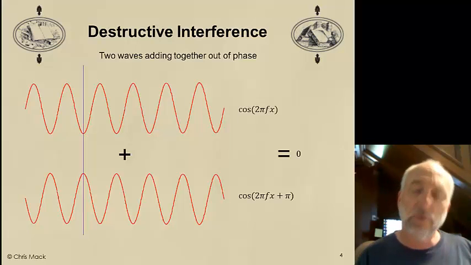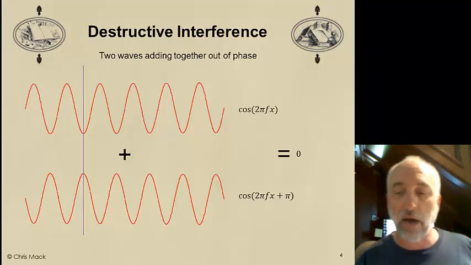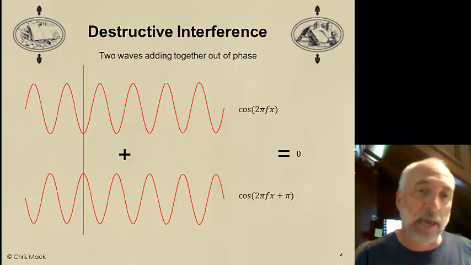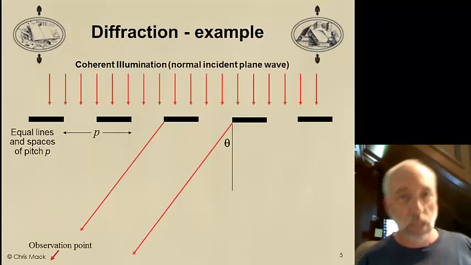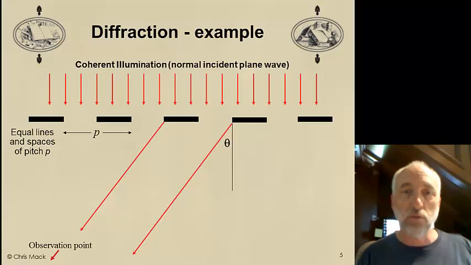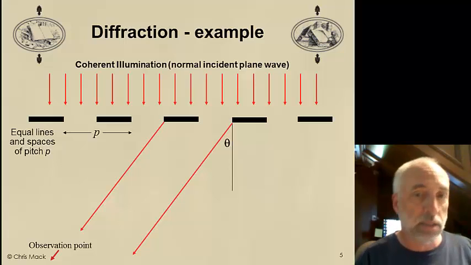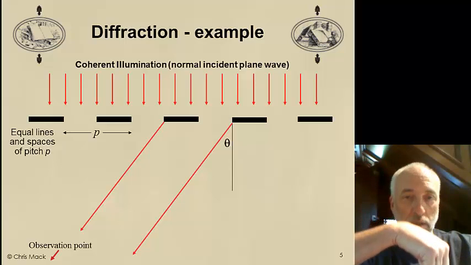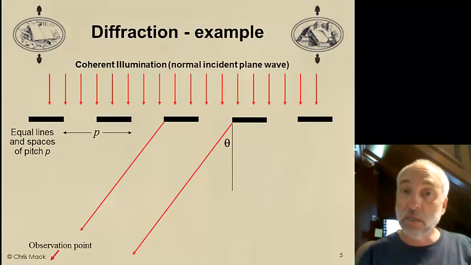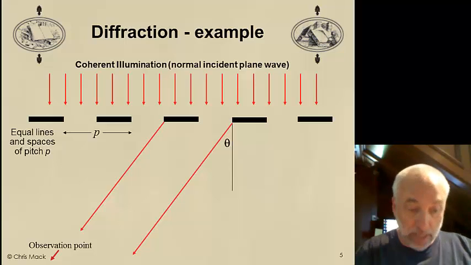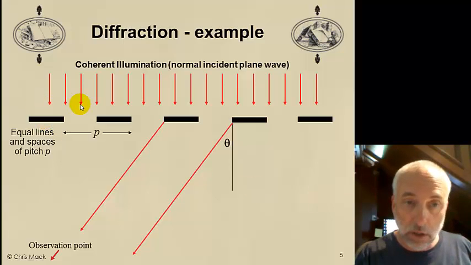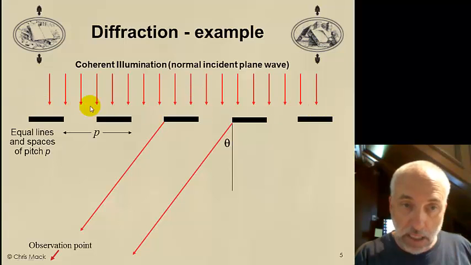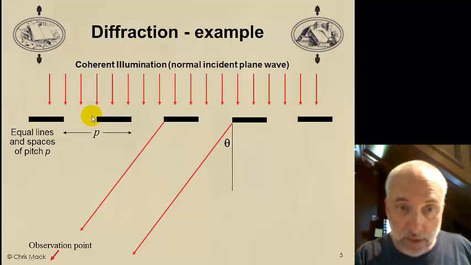Now, with those two ideas in mind, let's look at how light diffracts from a masked pattern of equal lines and spaces. So here's our diffraction example. I'm going to shine light on this masked pattern, and this light will be a normally incident plane wave. Normally incident means it hits the mask perpendicular, and it's a plane wave. That means the wave front forms a plane. That is, all along this plane of incidence is a surface of constant phase. So the light has identical phase everywhere as it strikes the mask.